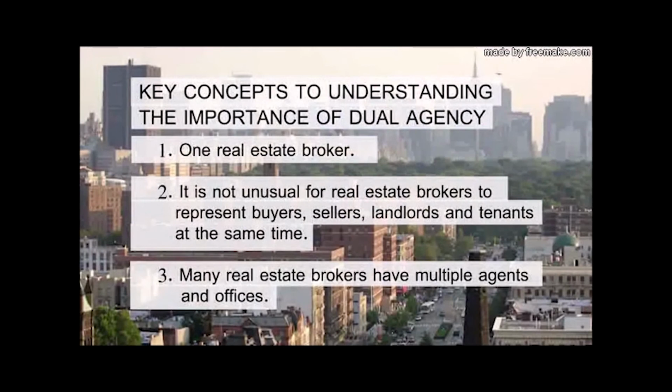The third concept is the idea that ABC Company may have multiple offices. And so, for example, ABC Company may bring in a seller, a listing of a seller's property, and there may be an agent in another office of ABC Company that is representing the buyer. So, as you can see, dual agency is fairly easy to create in New York by virtue of the way that business is conducted in New York by real estate brokers.